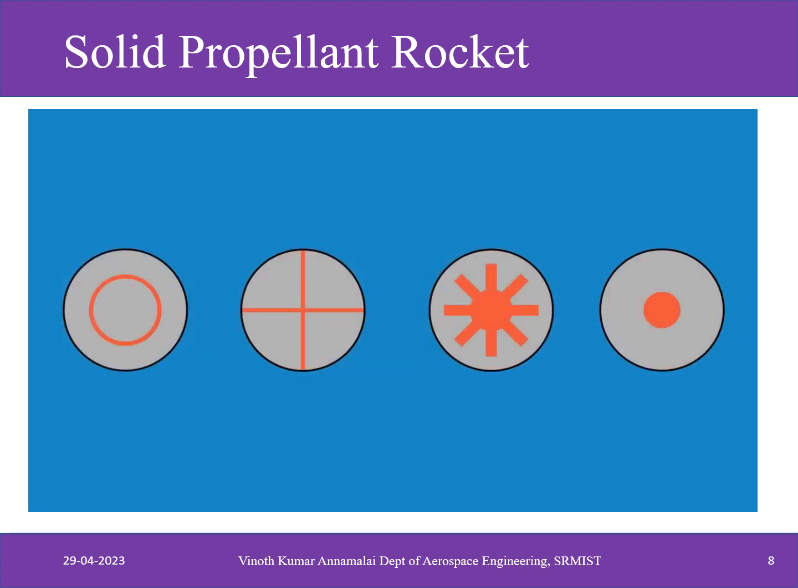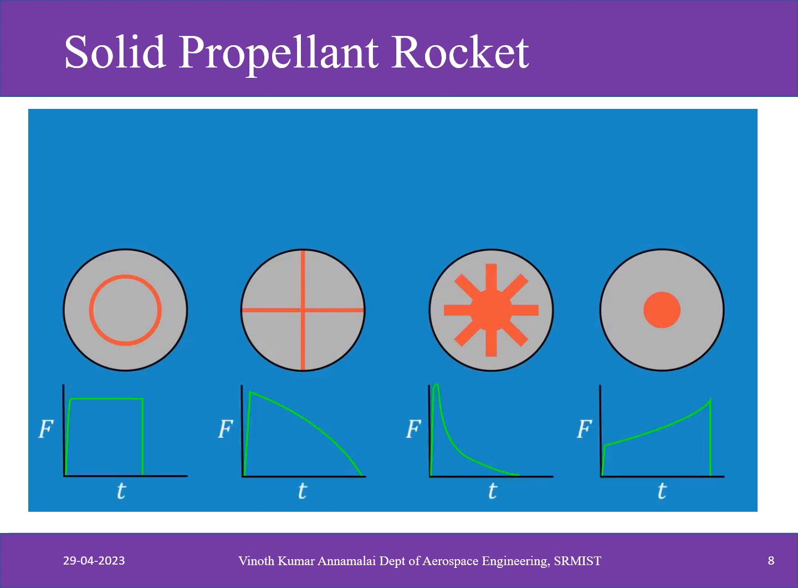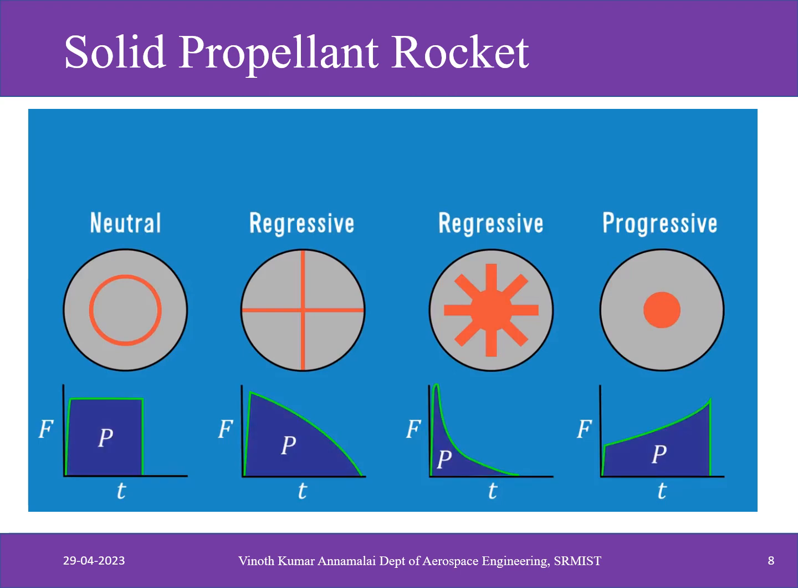There are many shapes, also known as grains, that the solid propellant can be stored as. The surface area of the grain at any instant is proportional to the thrust. This is why different grains have different thrust to time curves. Thrust that increases over time is called progressive. Thrust that decreases over time is called regressive, and a constant thrust is called neutral. The area under the curve represents the momentum gained by burning the propellant.